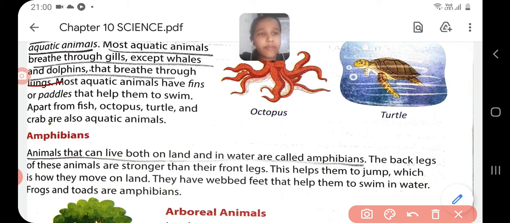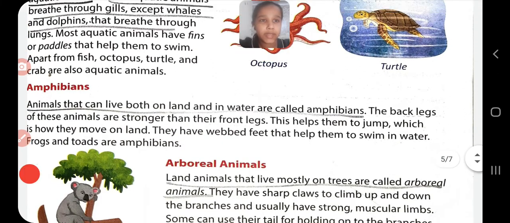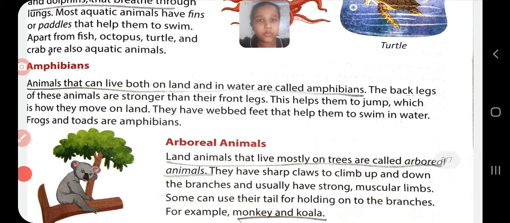Now, these animals breathe through gills also and lungs also. You have observed, sometimes, if you've gone to the beach where dolphins and whales are found, that those whales keep on coming out and throw a large amount of water out. They breathe when they come out, and then go into the water again. So there are many examples of the aquatic animals.